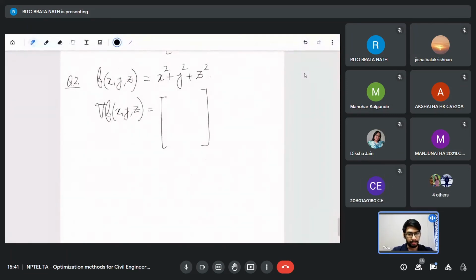No, it's a gradient. It's not a Hessian. I'm noticing this confusion with all of you. Gradient is finding out the first derivative. It has nothing to do with the second derivative. Yes, it's three. It's 3 by 1, so you will have 3 rows and 1 column.